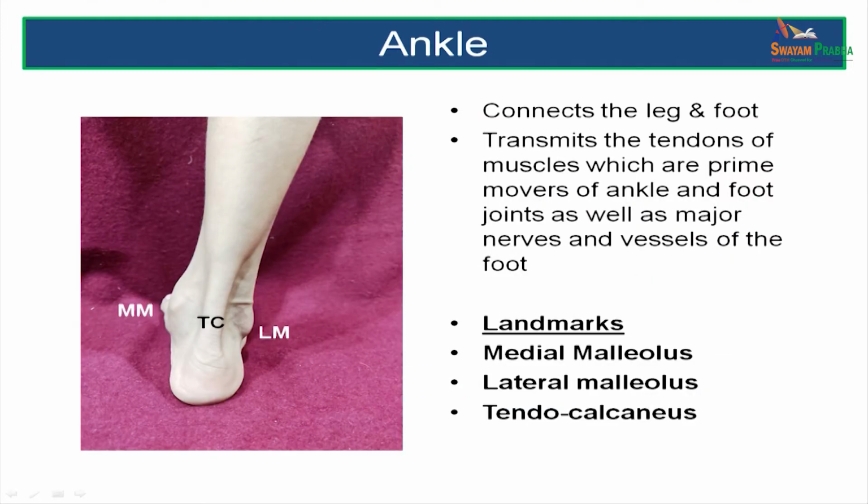What is the ankle? The ankle is a region that connects the leg with the foot. If you look at the ankle from the posterior aspect, you see the tendocalcaneus posteriorly, which is prominently seen, and on either side you get two bony prominences. The medial bony prominence is the medial malleolus. The lateral bony prominence is the lateral malleolus. This is the surface anatomy of the ankle.